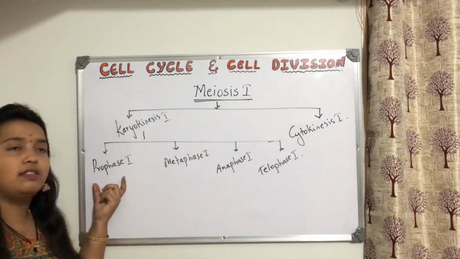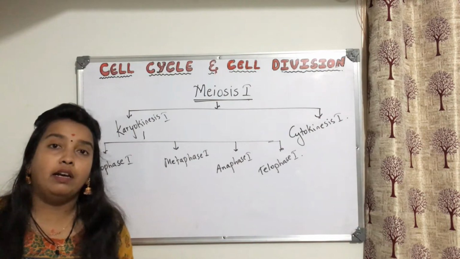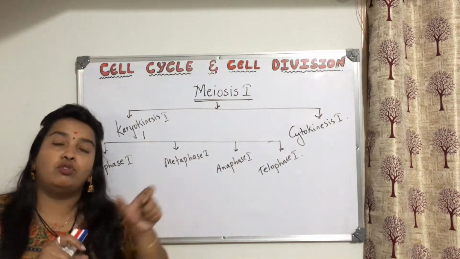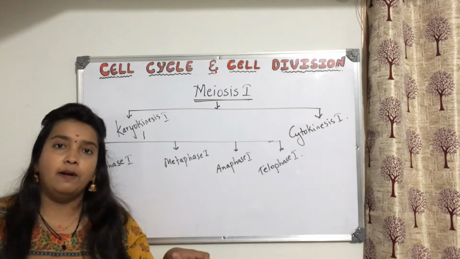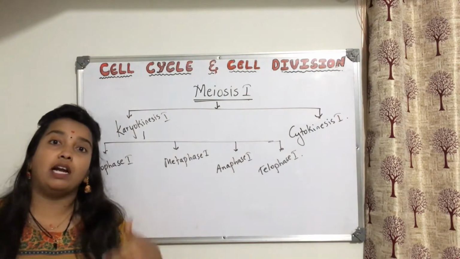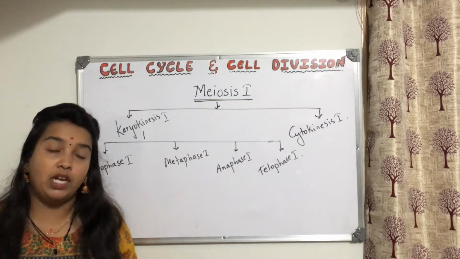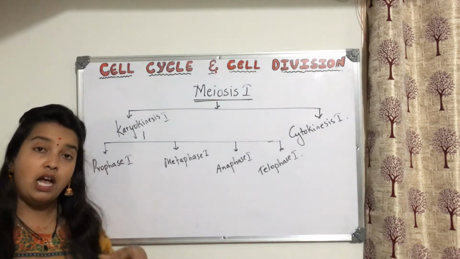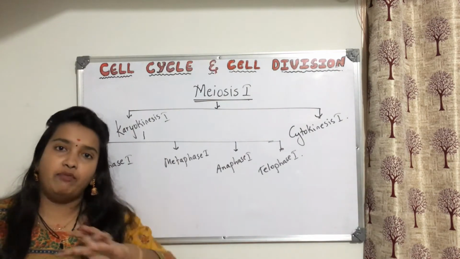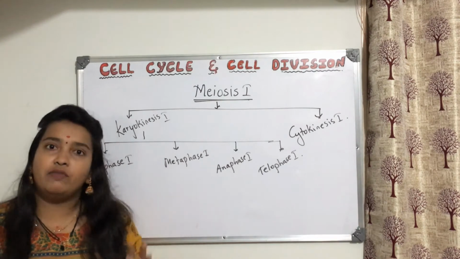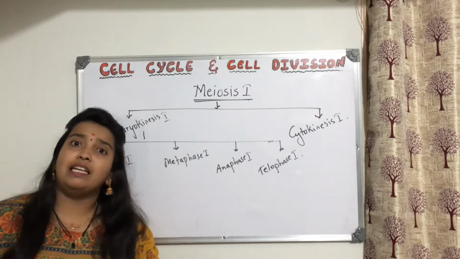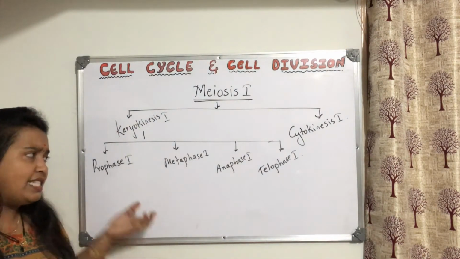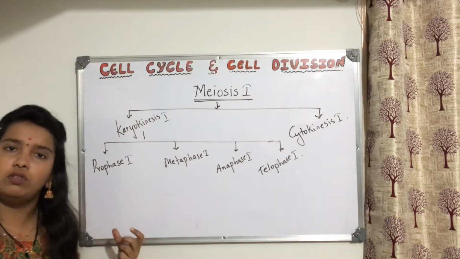In prophase, in mitosis, what happened? In prophase, condensation of DNA will start and it will form chromosomes. Spindle fiber formation will start, and the nuclear envelope will start disintegrating. The nucleolus will start disintegrating. All these things happen in prophase 1. The same thing will happen here also.